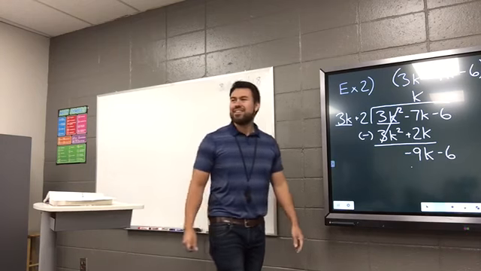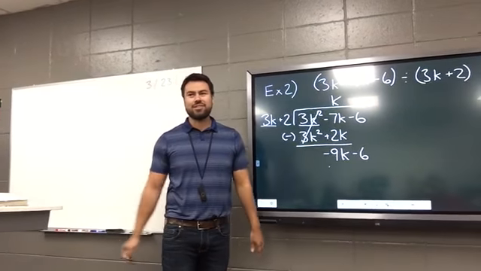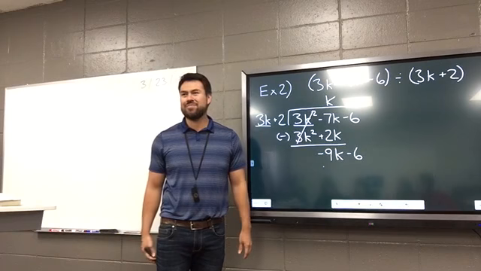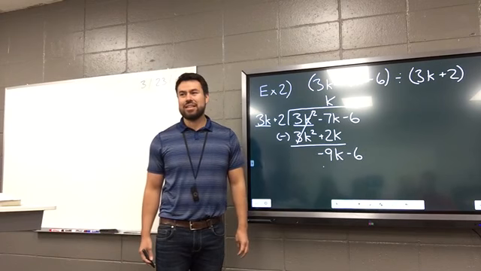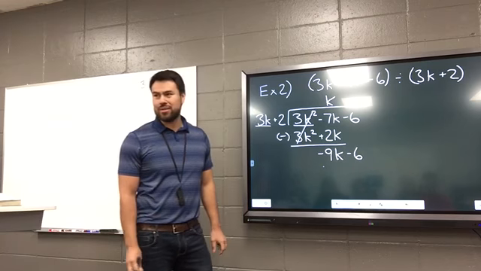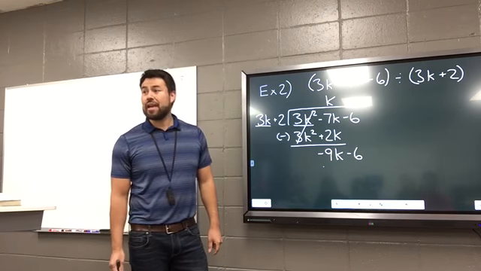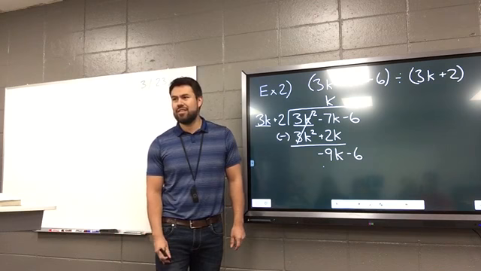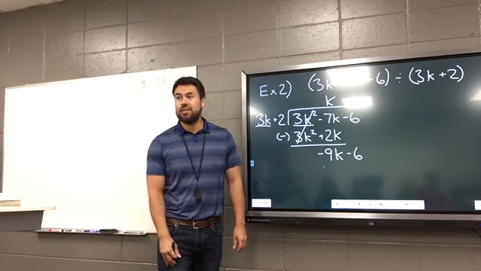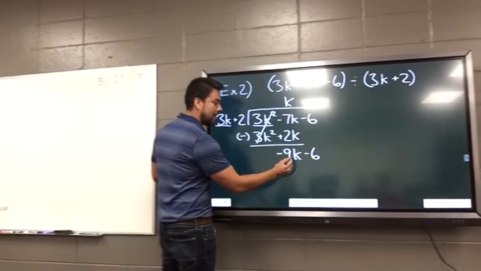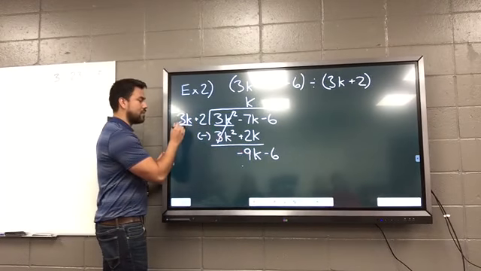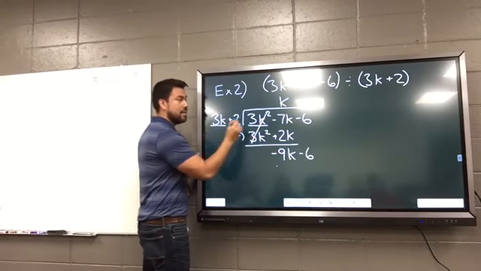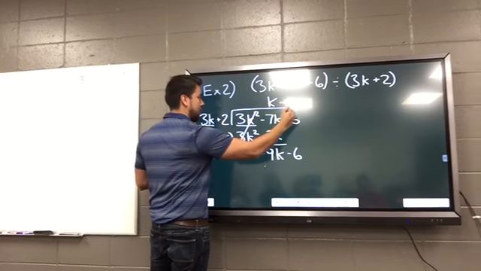Who has not answered anything today? Can I go with James? What do you think I do next? Division. Yeah, what do I divide? 9k by 3k. Yep. Negative 9k divided by 3k is negative 3.